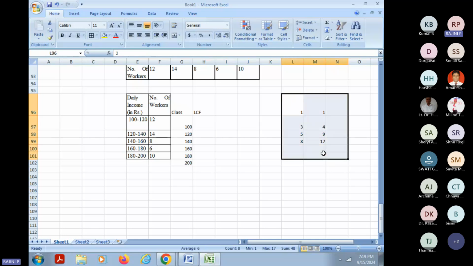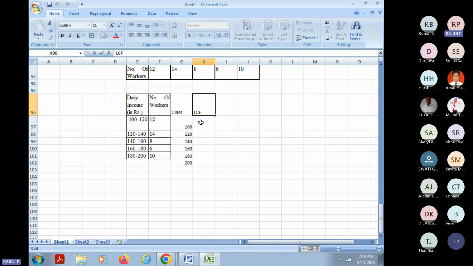So what is the meaning of less than then? That means less than 100. How many people are there whose income is less than 100? How many workers are there? It is 0. Why did I take 0? Here they have given the data: 100 to 120, there are 12 members. Less than 100, they did not tell anything. Less than 100, nobody is there. That's why we have taken 0.